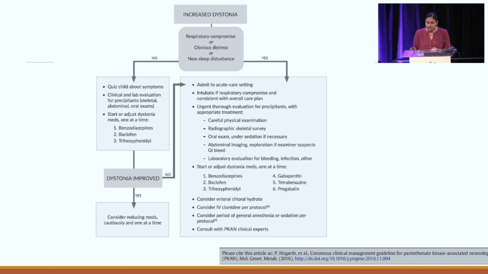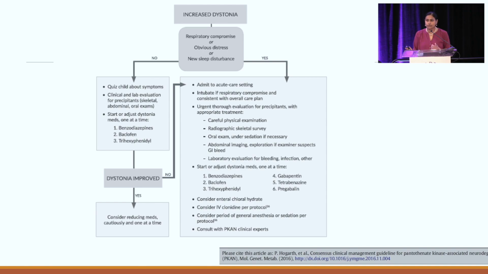So I just wanted to talk a little bit about what happens when dystonia increases and you're potentially in a crisis. And I think this was a great consensus article on PCAN where they went through, well, we need to look and see what may be going on. And so there is some importance in trying to figure out what may be triggers.